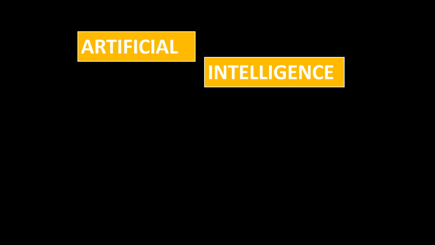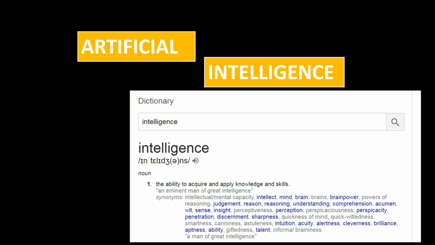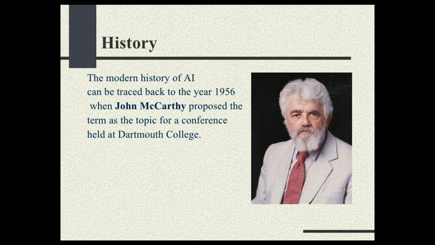Okay, so the ultimate quest is to achieve artificial intelligence. When you just Google what is artificial, it's something which does not occur naturally, something produced by humans. And what is intelligence? It's the ability to have cognition, reasoning, to learn and acquire and apply those skills and knowledge. This term artificial intelligence was coined in 1956 by John McCarthy.